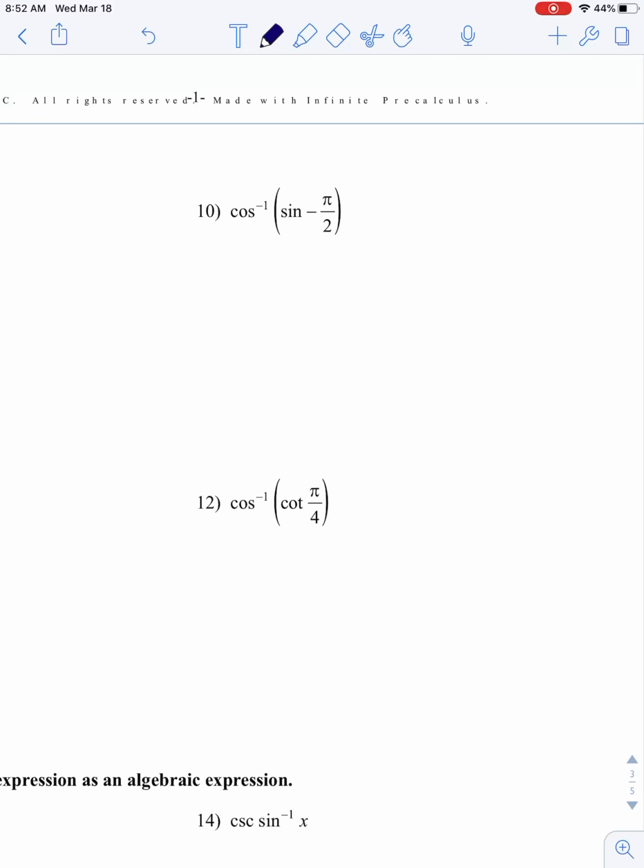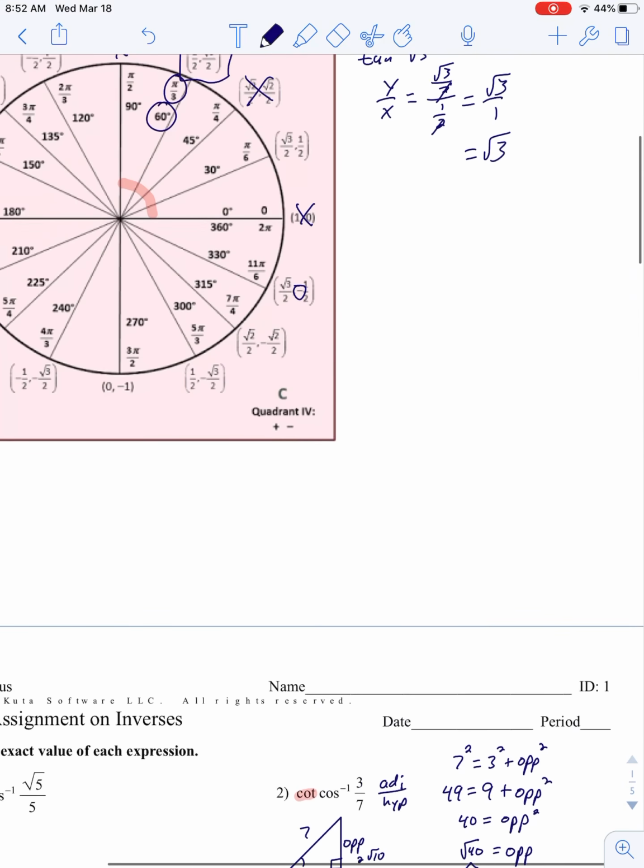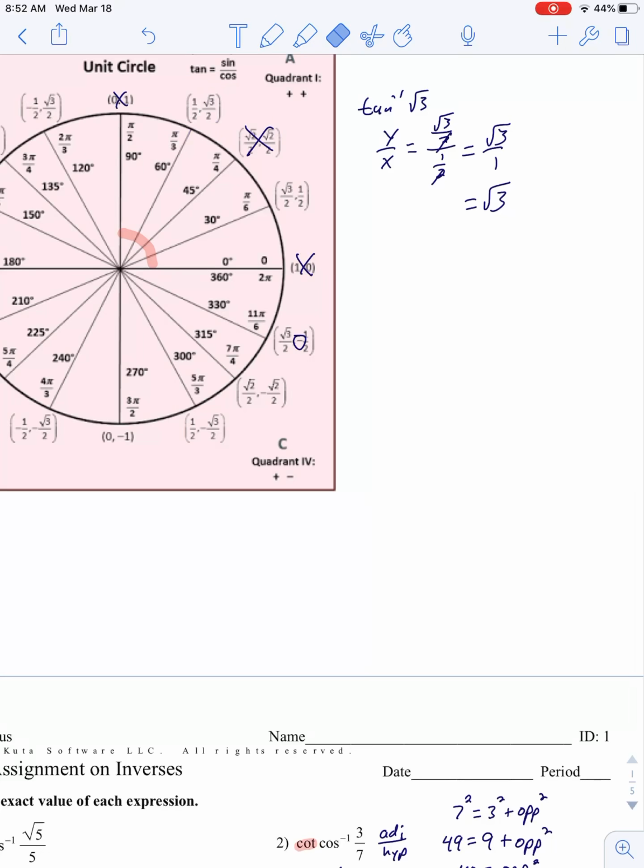Now we are doing inverse functions of trig functions. So they're kind of like 1 through 4, but they're backwards, and drawing a triangle is not going to help. We're going to, well, sort of do order of operations. Let's do what's in parentheses first. So sine of negative pi over 2. Go up to the unit circle.